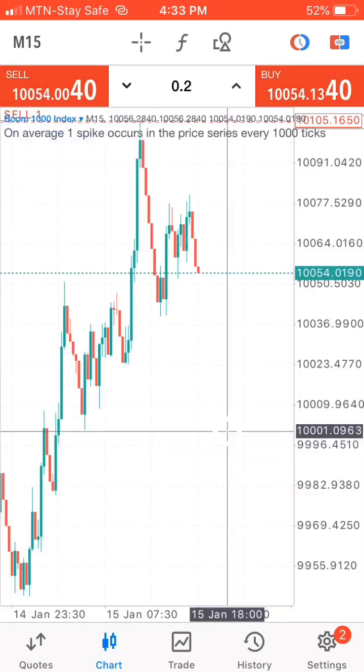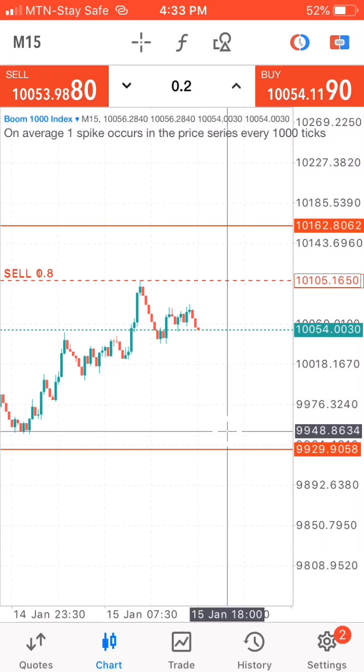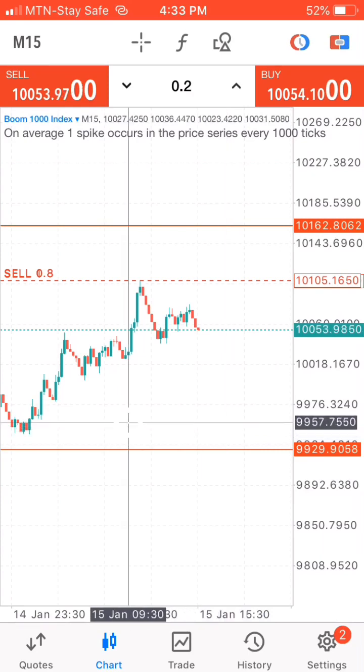Now let's get to the Boom 1000. The Boom 1000 is currently buying. Of course, this trade was given as of yesterday, but I've been holding on to the trade. I gave it to them yesterday.